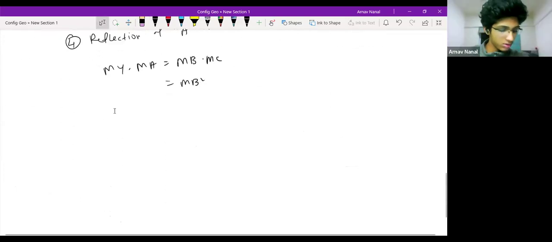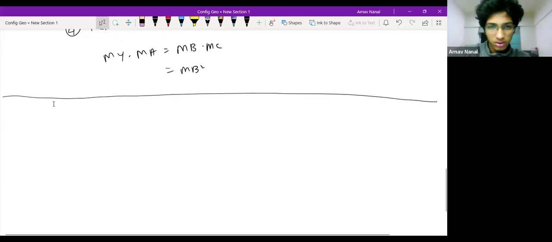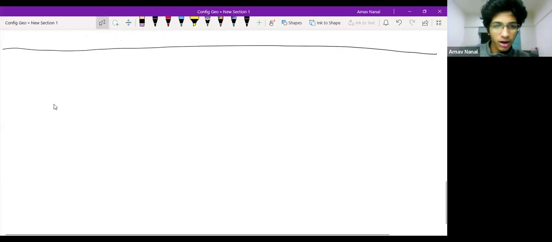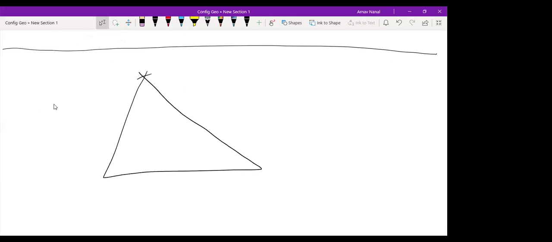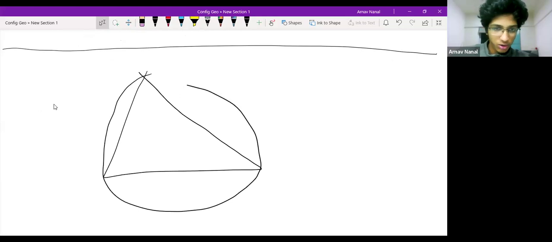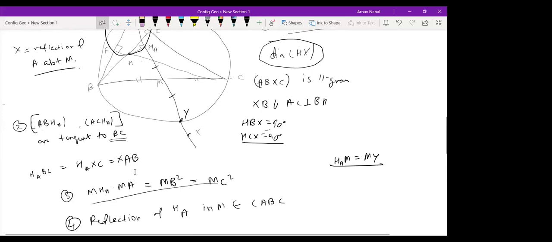So now what we were doing is we will combine the first two configs. It was not necessary to draw a line, but okay. What's the third property? Yeah, just a second. The third one was this: MHA times MA is MB squared, equal to MC squared.